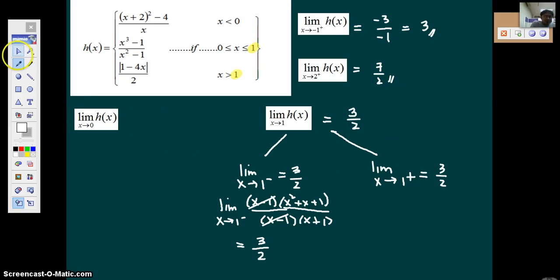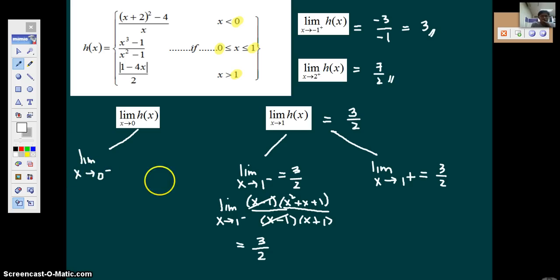And let's have the last example. Limit of h of x as x approaches 0. Again, we know that 0 is part of the condition there, so we should get the left-hand and the right-hand limits. What is the limit as x approaches 0 from the left? We should use the first condition because 0 from the left are values less than 0.